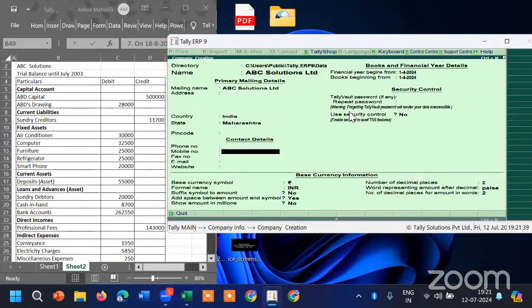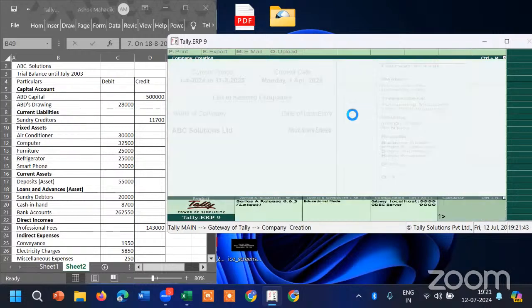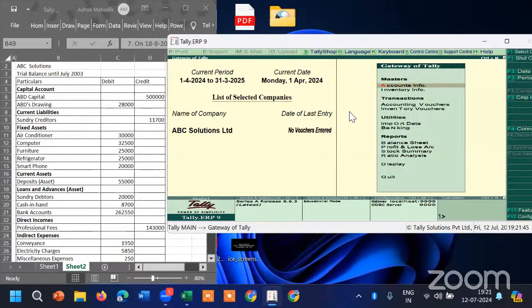Other details you can put. I'll press Control A so that it is saved. Okay, so now we have ABC Solutions in front of us. A trial balance is given to us. It means these are balances as on that particular date, that is 31st July 2003. Clear? So we can create these ledger accounts.